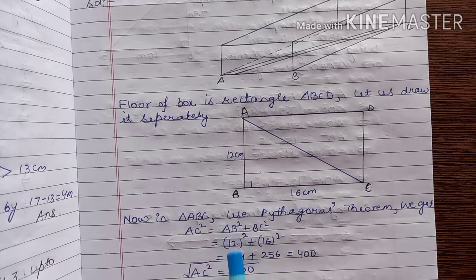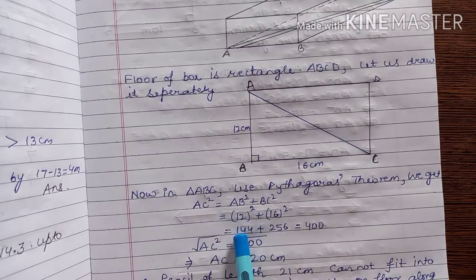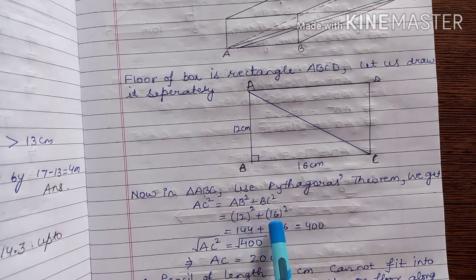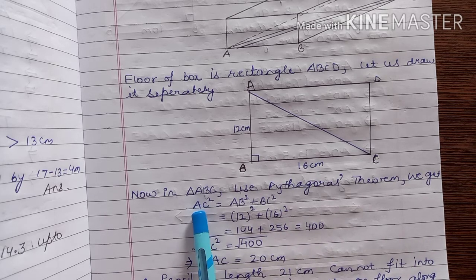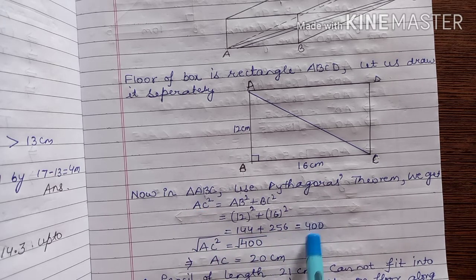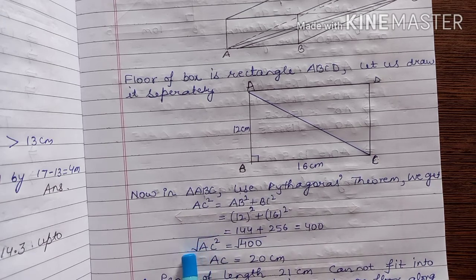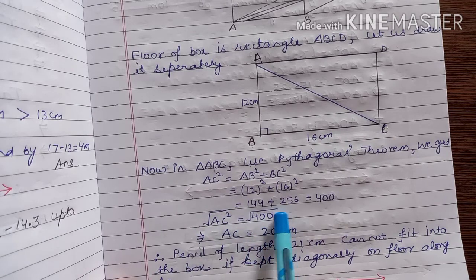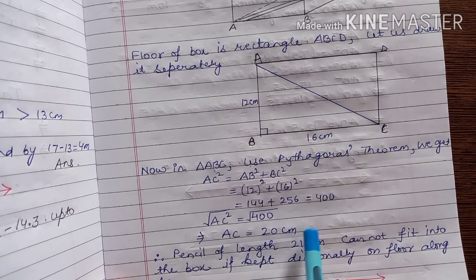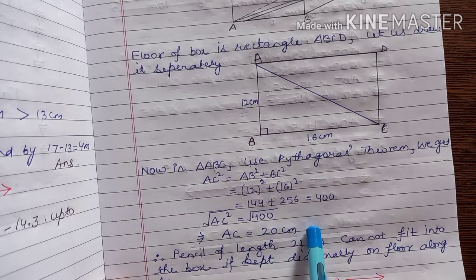Substitute their values. AB is 12, BC is 16. So 12 square plus 16 square. 12 square means 12 into 12 is 144. 16 square means 16 into 16 is 256. 144 plus 256 comes out to be 400. So it means AC square is equal to 400. Now we take the square root on both sides to get AC. So under root AC square is equal to under root 400. So AC is equal to 20 centimeter.